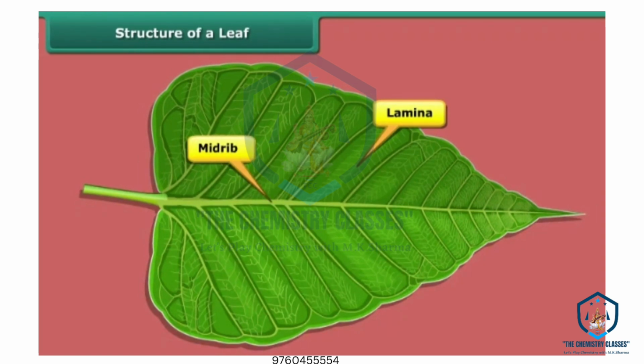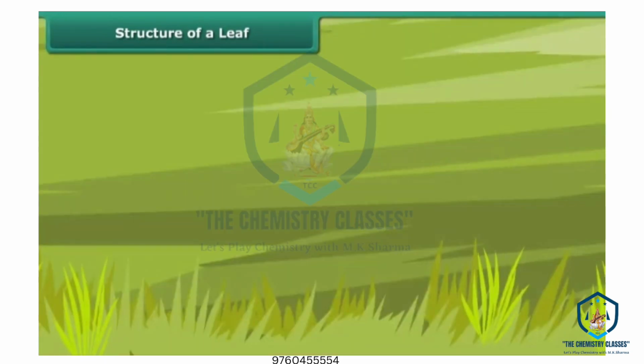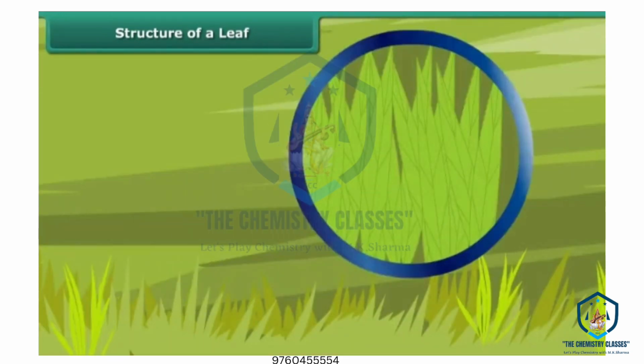The thin lines branching from the midrib are the veins. The arrangement of veins on a leaf is called venation. When veins appear to branch from the midrib, the venation is called reticulated venation. When the veins run parallel to one another, the venation is termed as parallel venation. This type of venation is generally found in the leaf of grass.